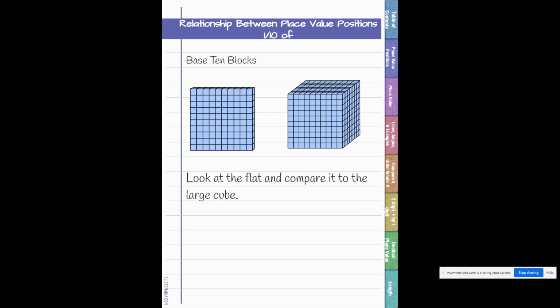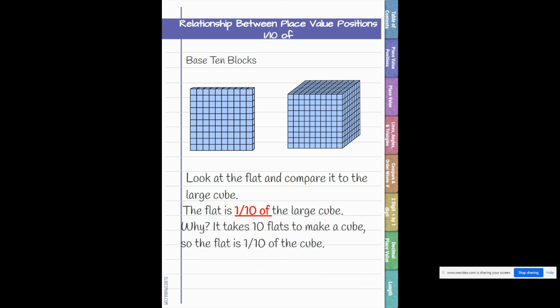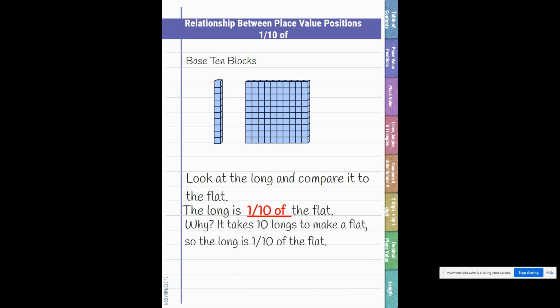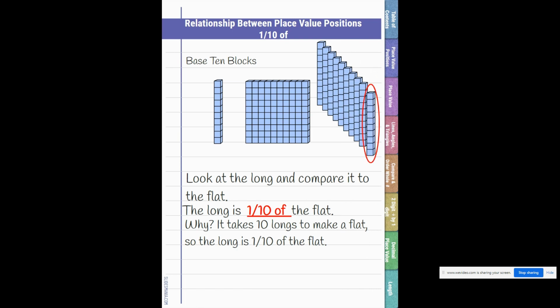Let's look at the flat and compare it to the large cube. We can see the flat is 1/10 of the large cube. Why is that? Because it takes 10 flats to make a cube. So the flat is 1/10 of the cube. Let's compare the long and the flat. The long is 1/10 of the flat. And why? Because it takes 10 longs to make a flat. So the long is 1/10 of that flat.